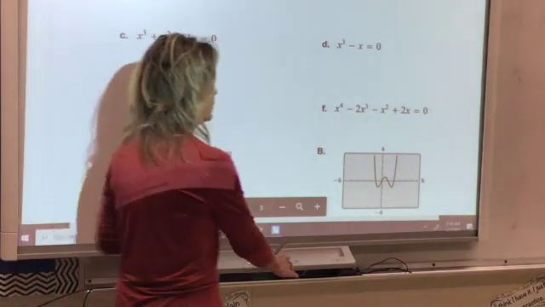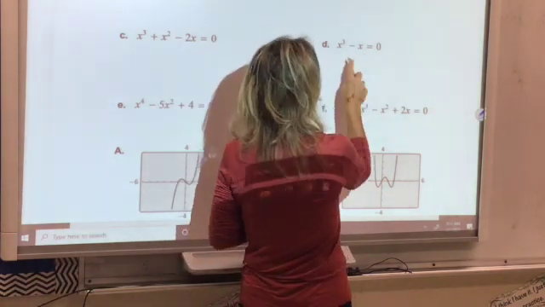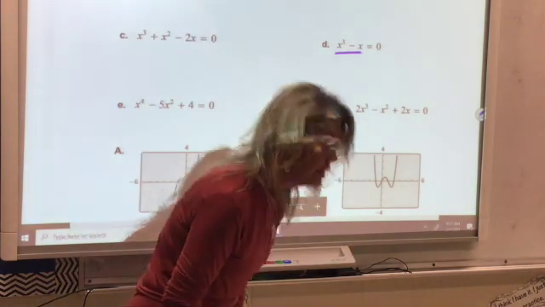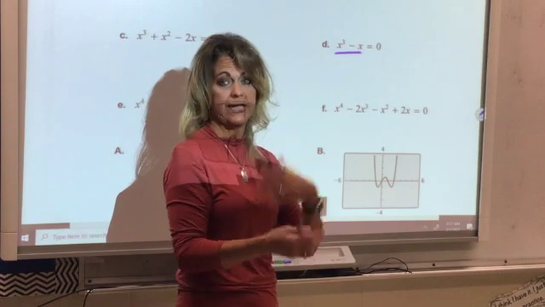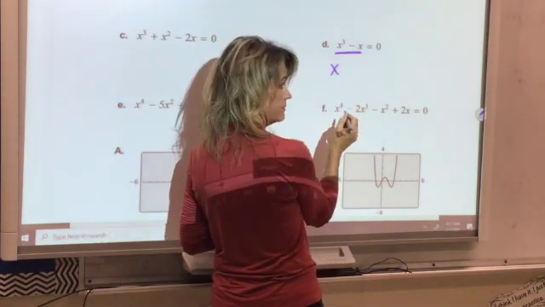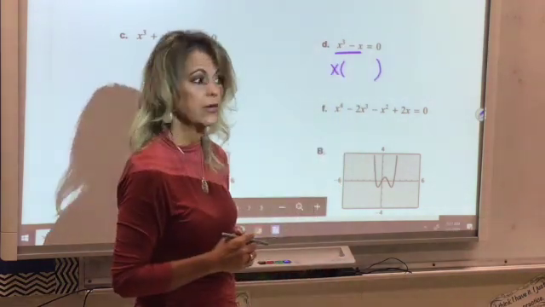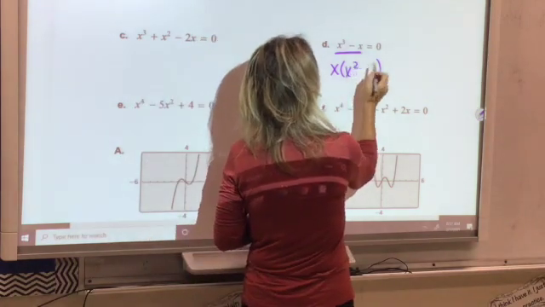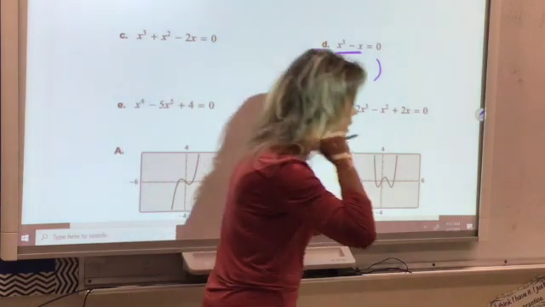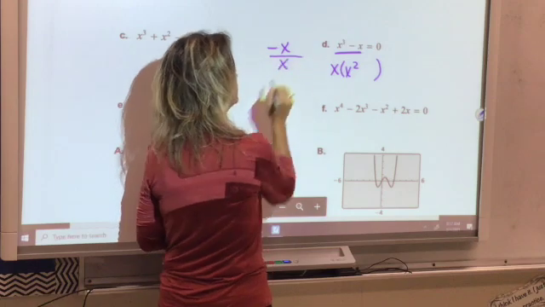D's a cubic, yes? All right, so maybe, maybe not. What do those have in common? The variables. So what's the highest variable I can take out of that? Just x. So if I factor an x out, what's x cubed divided by x? X squared. What's a negative x divided by a positive x? No, I got a negative x over a positive x.